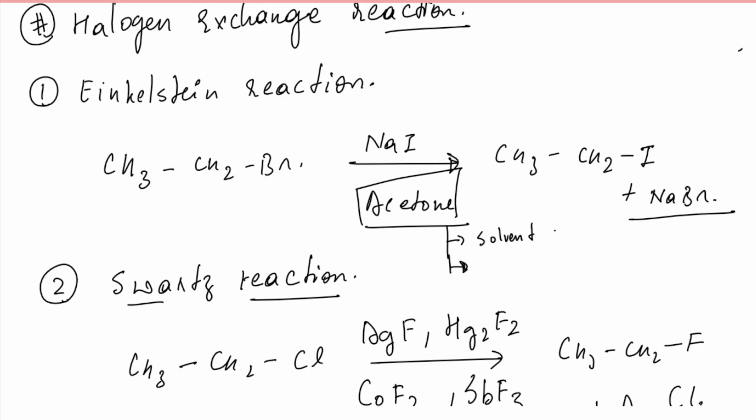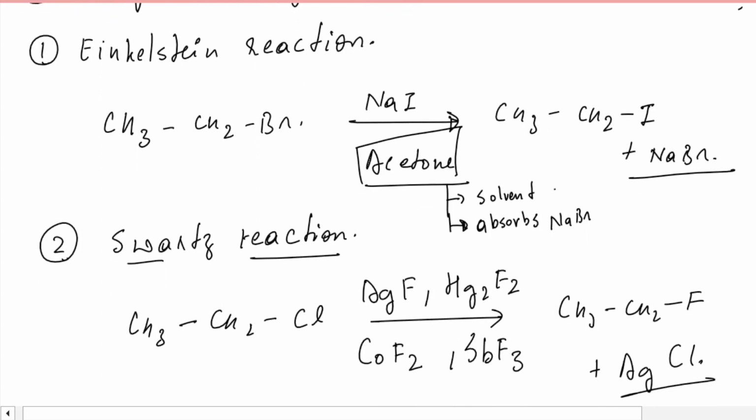So it basically absorbs NaCl or NaBr formed in the chemical reaction, which according to Le Chatelier's principle shifts the reaction in the forward direction and helps in getting the reaction completed. Swarts reaction is the reaction of haloalkane with metallic fluoride. Okay, so that is Swarts reaction.